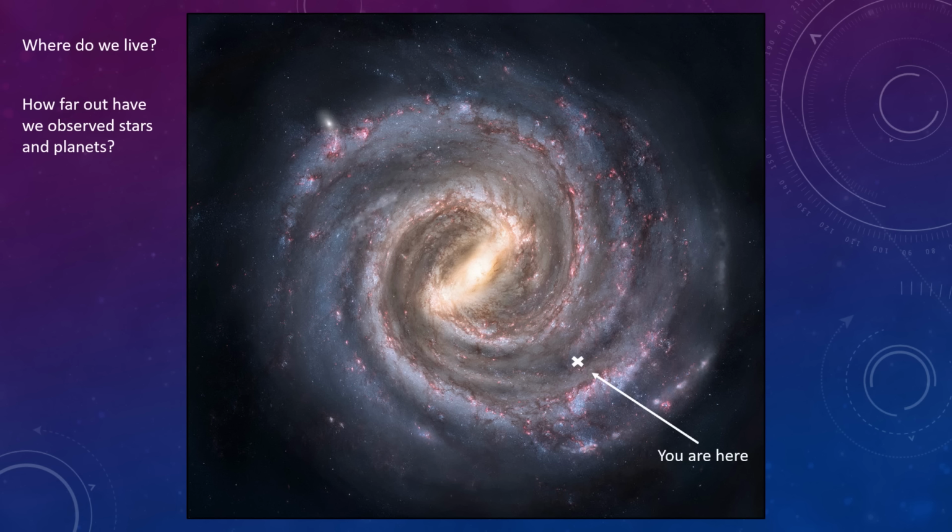But here's a good question. We've done a lot of observing. We've had our telescopes pointed to the sky for quite some time, and we've had amazing technological advances. So how far out have we observed stars and planets? Well, believe it or not, this circle roughly encompasses all stars and planets that we've ever observed. We have hardly even explored our own galaxy to date.